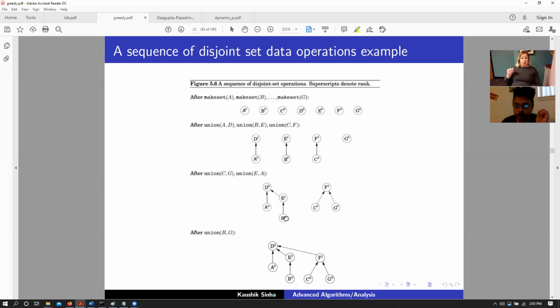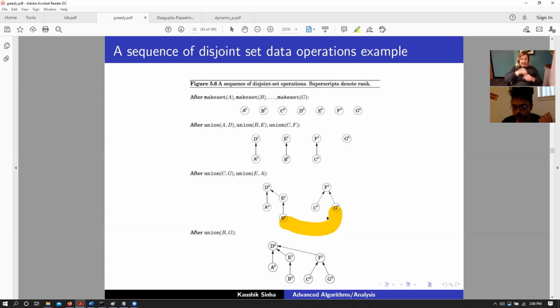So let's say that we are trying to combine B and G. We then would need to figure out if B and G were in the same set or not. If B and G were in the same set, we would not combine them because they're already combined. Otherwise, we would combine them.